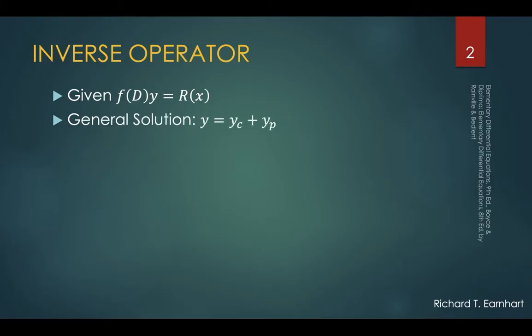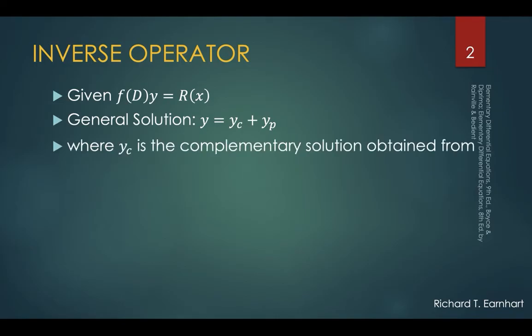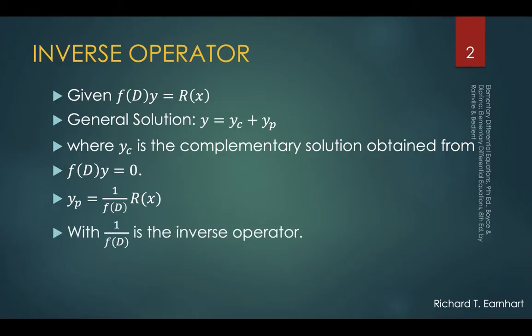The general solution would be y equals y sub c plus y sub p, where y sub c is the complementary solution that is obtained from the homogeneous differential equation with constant coefficients. Then your y sub p is in the form 1 over f of D multiplied by, or applied on, the function r of x. And we will call 1 over f of D the inverse operator.